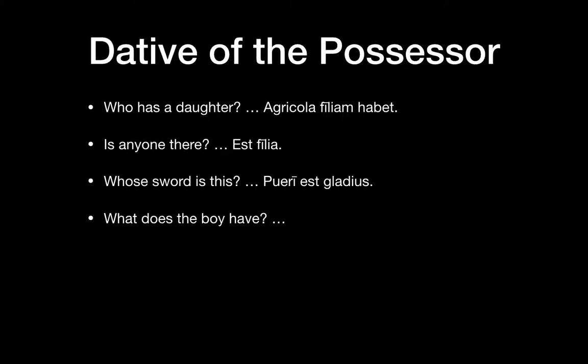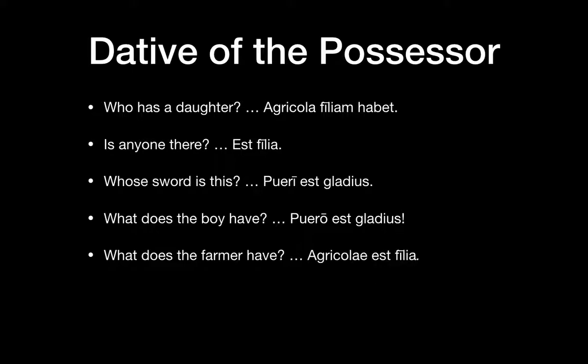What does the boy have? Puero est gladius. The boy has a sword. There is a sword, and the boy has it. What does the farmer have? Agricolae est filia. That's dative of the possessor in a nutshell.